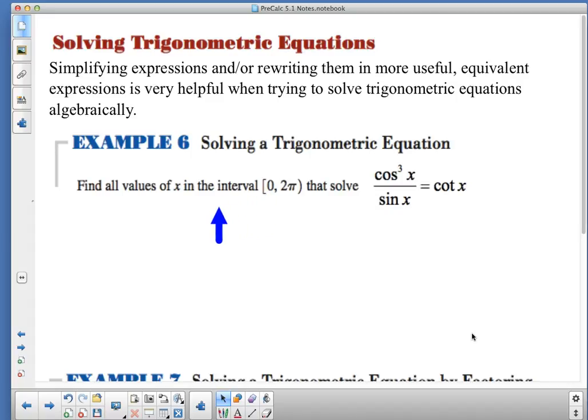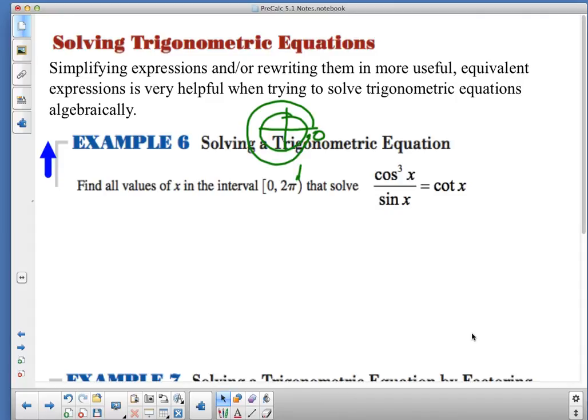Because the unit circle starts repeating itself at 2 pi, I'm really interested from 0 all the way around to almost 2 pi, because 0 and 2 pi have the same values. So that's why it's not included in that interval.